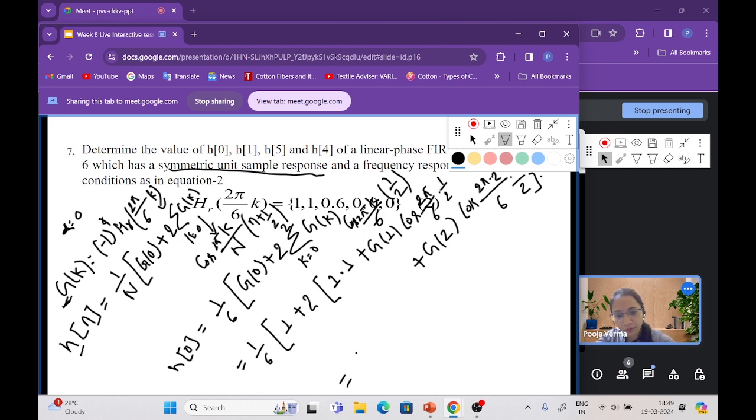Now 1 by 6, 1 plus 2, 1 plus, what is the value of g of 1? That is 1. 1 multiplied by 2 cancel, pi by 6, cos pi by 6. What is the value of cos pi by 6? Can anyone answer? Or are you solving this question?